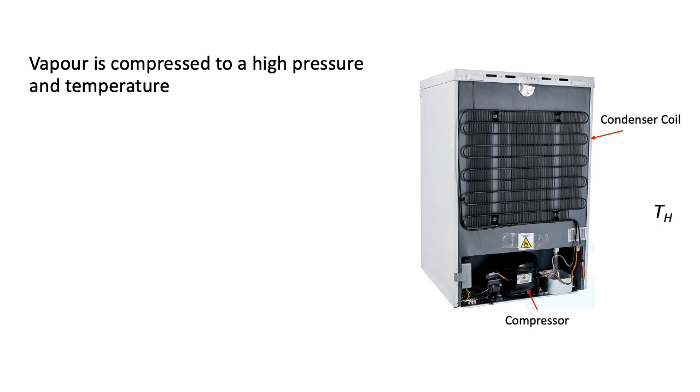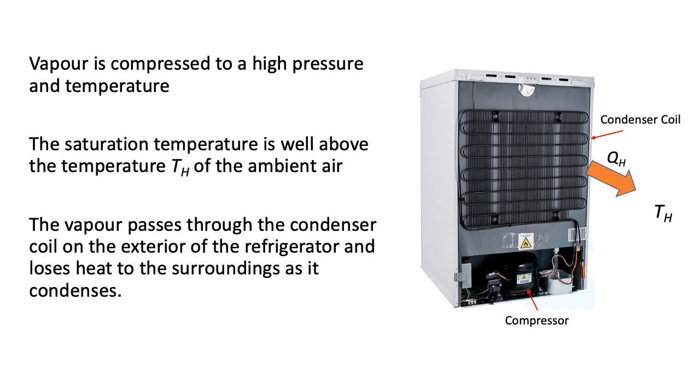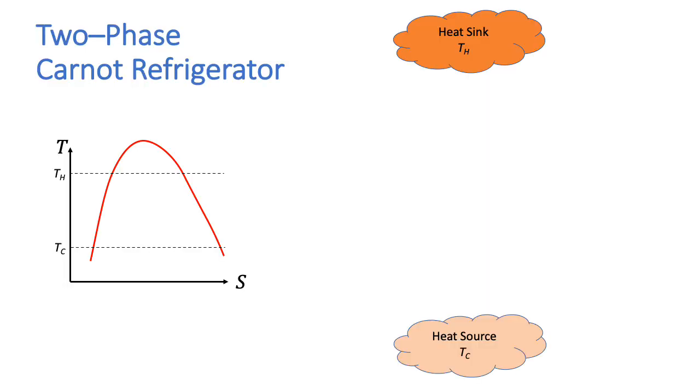The vapor is compressed to a high pressure and temperature in a compressor. The saturation temperature to which it is compressed is well above the temperature TH of the ambient air. The vapor passes through the condenser coil, which is on the exterior of the refrigerator, and it loses heat to the surroundings as it condenses.